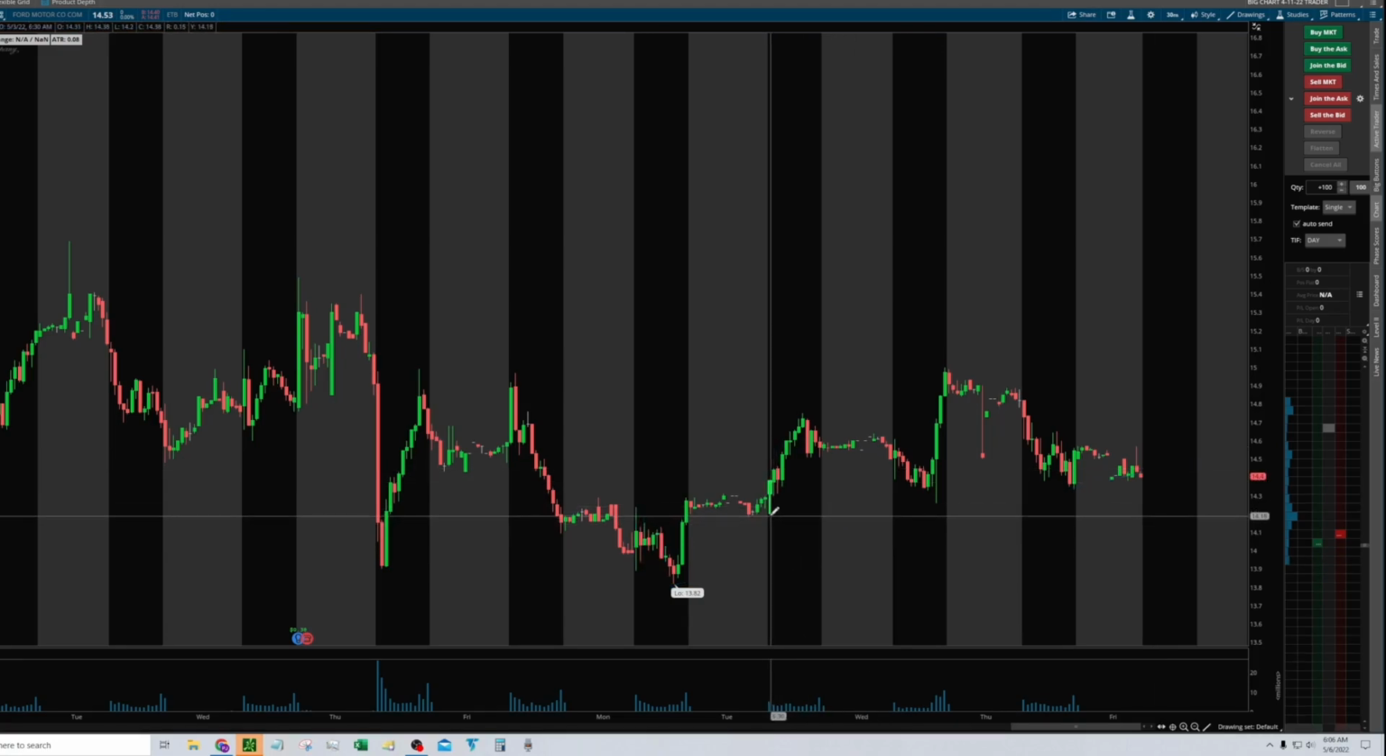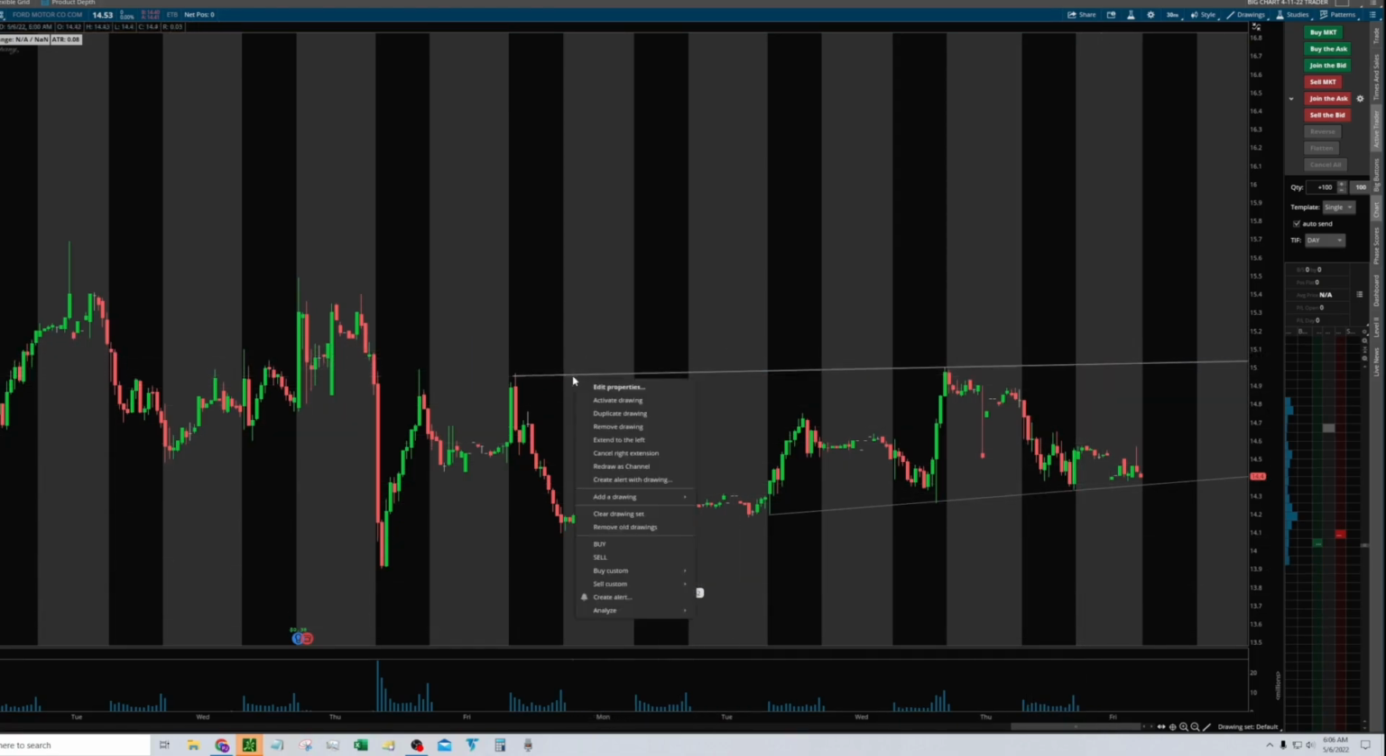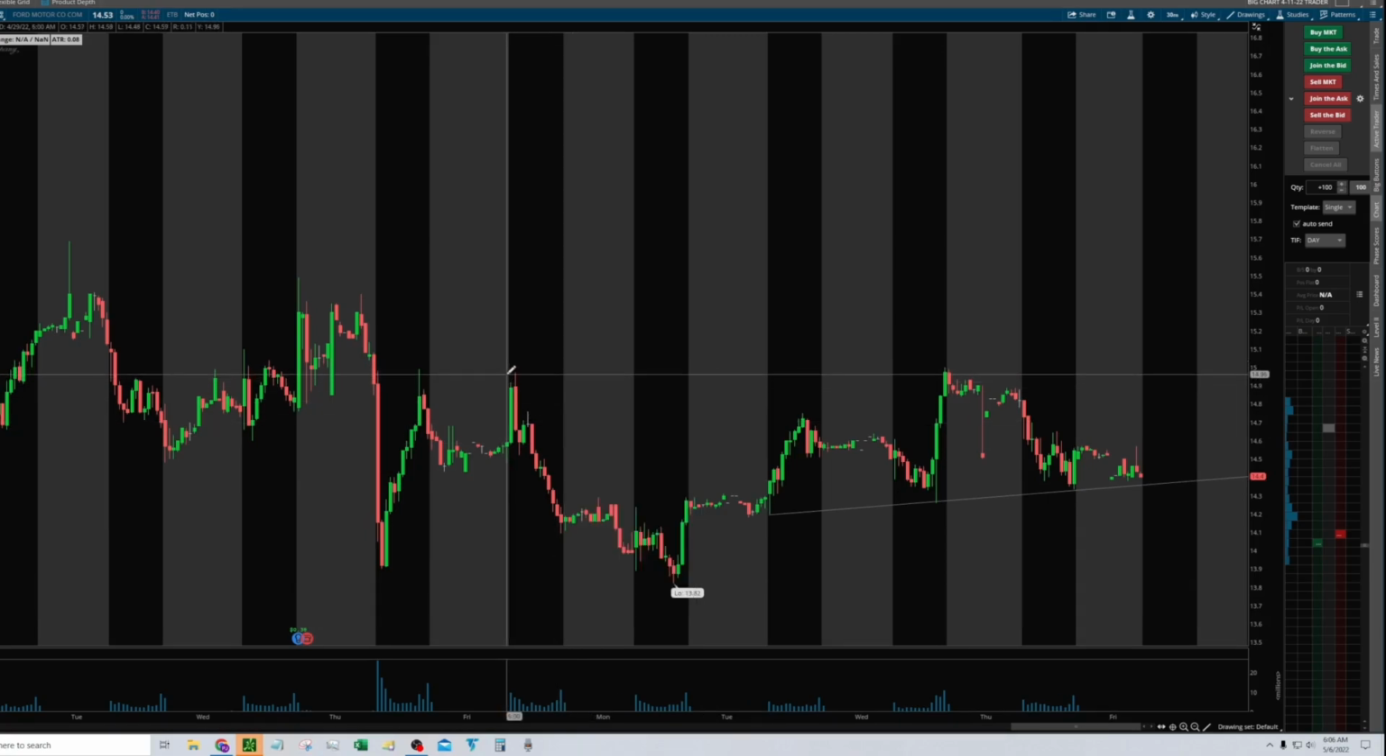What I like to do when I start off my day pre-market is look at a higher time frame. 30 minutes is one of my favorites, so I can see the trend over a larger time frame, and it's not too big to where I can't see where certain price levels reacted, for example, where the spikes were, where the wicks were. So I like 30 minutes, and I like to snap on trend lines.